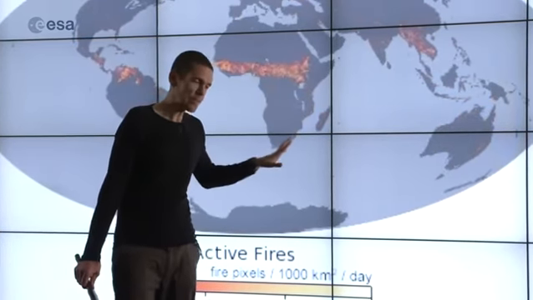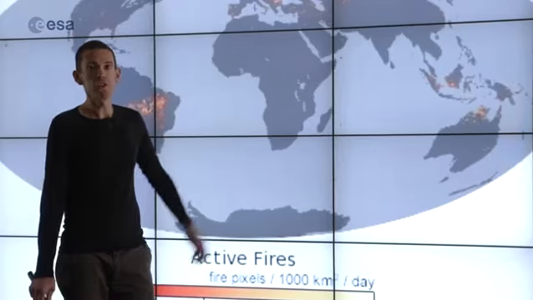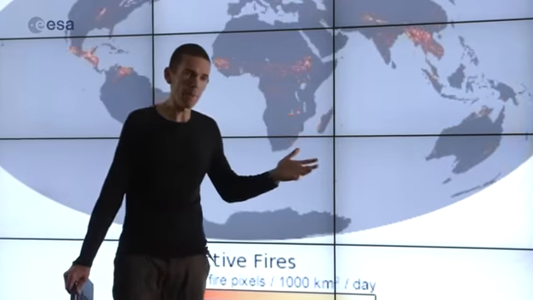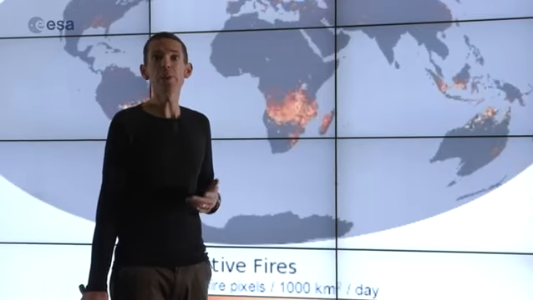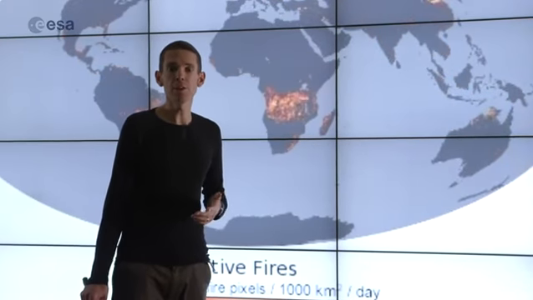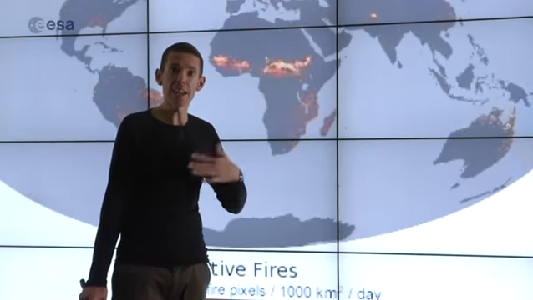And this understanding of how fire changes vegetation into aerosols and gases and soot and dust is a very important part of understanding the climate interaction between the carbon cycle and our climate.